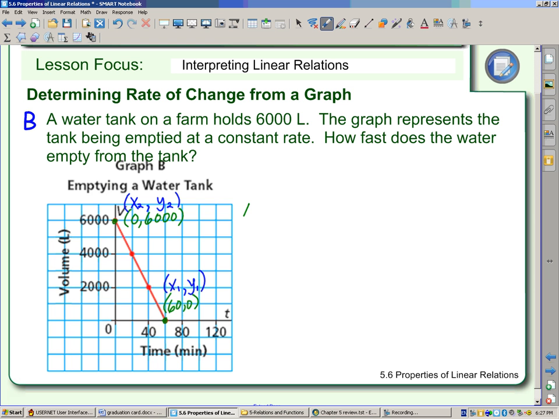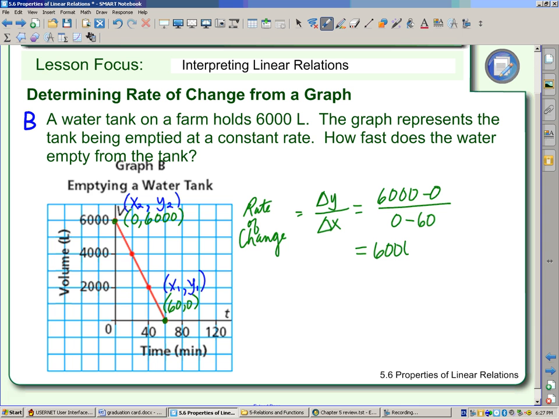So my rate of change is the differences in my y values over the differences in my x values. I get 6,000 divided by 60. That's negative 100. Negative 100 liters per minute. But what does that mean? Well, that means that it's going down. The water level is going down 100 liters per minute.